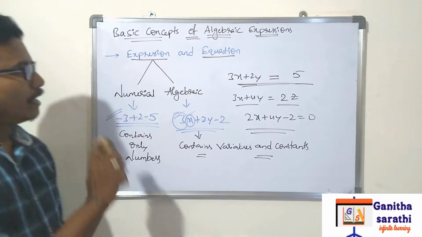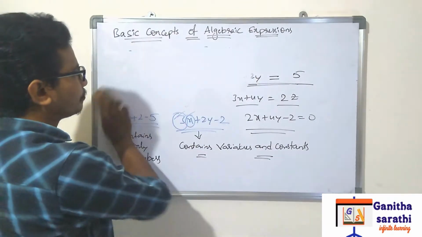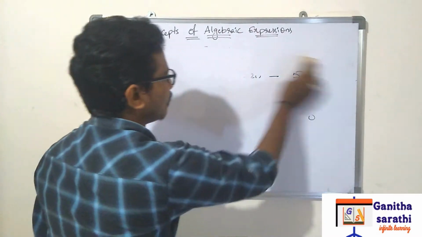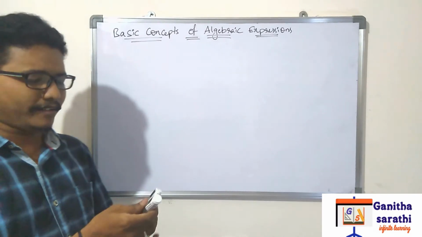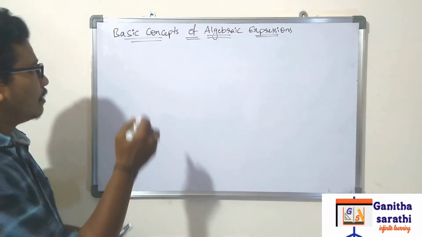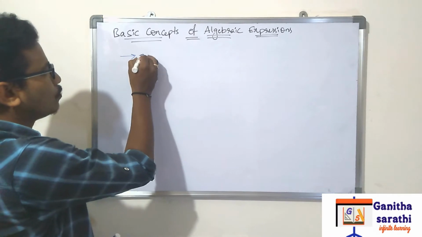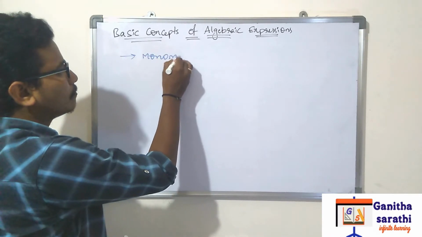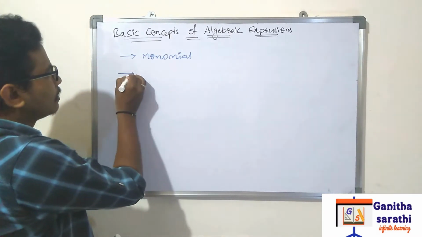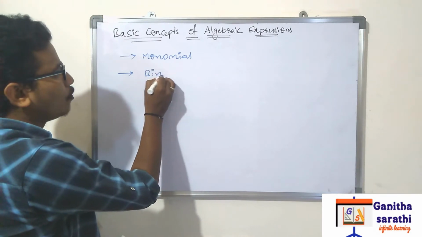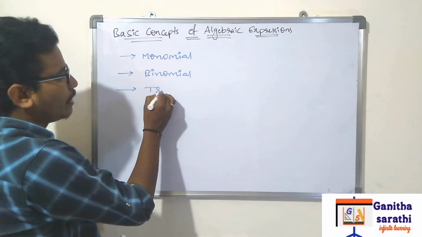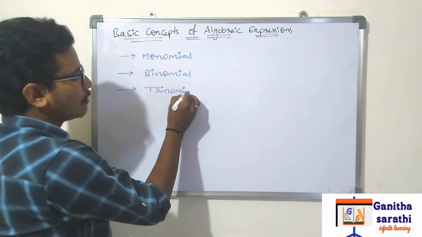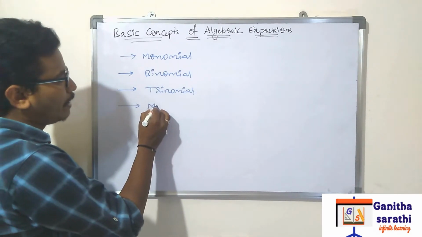Okay, now next topic. What is our next topic? Based on terms, algebraic expressions are divided into some kinds. So let us see those kinds. What is the first one? Monomial. Second one is binomial, third one is trinomial, next is multinomial.